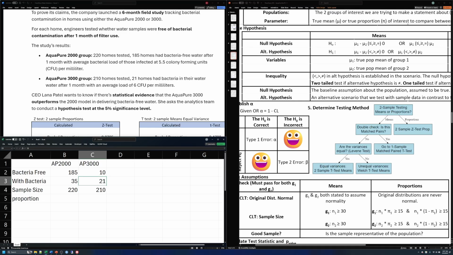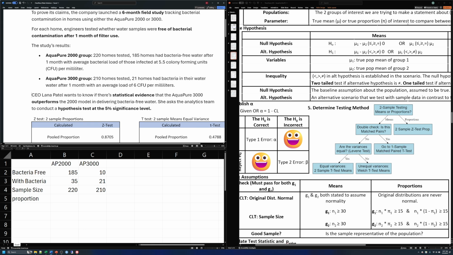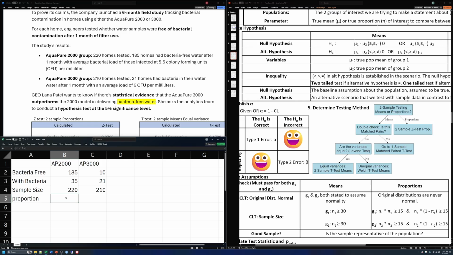And now we're looking at, okay, what proportion are we testing? So let's look at our problem, because we could do it either direction. We just need to know which direction is the correct way to look. So it says Lana Patel wants to know if there's statistical evidence that the AquaPure 3000 outperforms the 2000 in delivering what? Bacteria-free water. This is kind of our key indicator right there. Okay, so we want to know the proportion of bacteria-free. So for the AP 2000, we're going to do bacteria-free divided by the sample size.